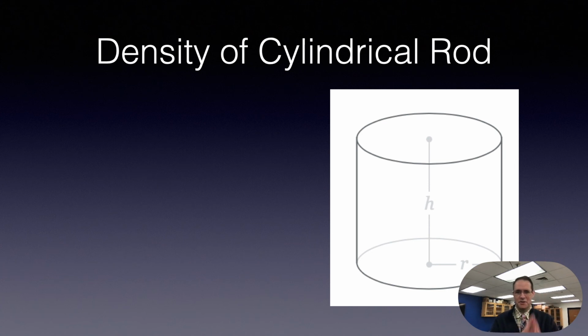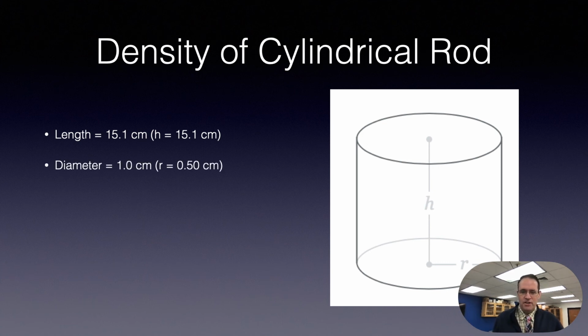Here's a cylinder represented in the figure, and we have some information that I've obtained in that little video demonstration, okay? We know that the length of the cylinder is 15.1 centimeters, okay? And we know that the diameter is 1.0 centimeters. Now the diameter is from one side of the circle all the way to the other. The radius is half of that, so the radius is 0.50 centimeters.